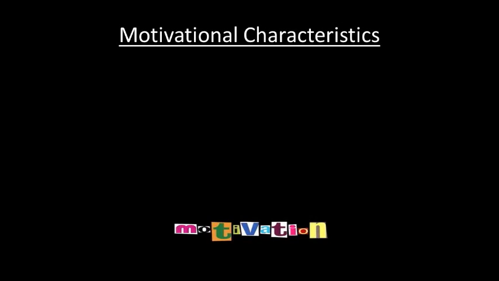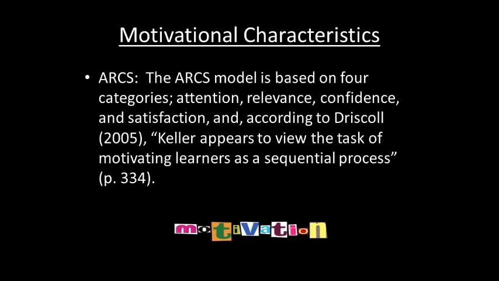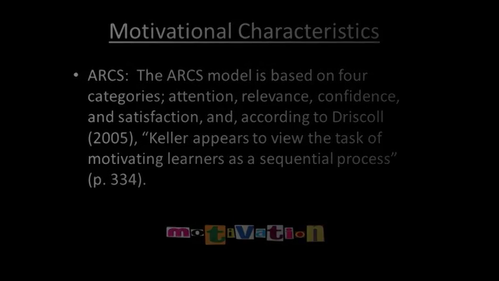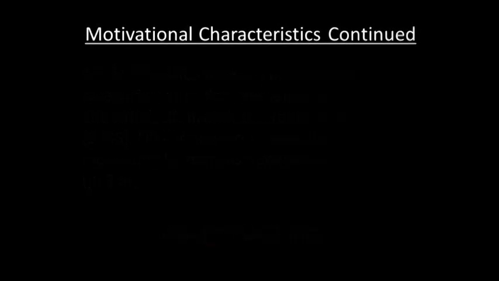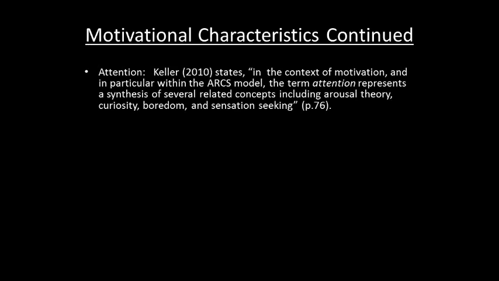The ARCS model was developed by John Keller in 1984. It has 4 categories: attention, relevance, confidence, and satisfaction. Driscoll notes that Keller views motivation as a sequential process. The first element is to gain attention. Keller believes that attention is a synthesis of several related concepts, including arousal theory, curiosity, boredom, and sensation seeking.